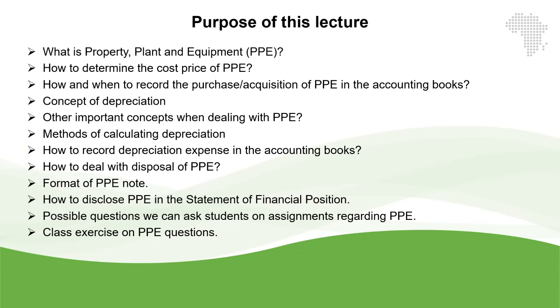When we speak of disposal, we are talking about a point where we see that the asset is of no use to the entity anymore and we are trying to get rid of it. So that's why we talk about disposal. It's a sale of that non-current asset, which is our property, plant and equipment. I will also show you the format of the property, plant and equipment note. And I will also show you how to disclose the property, plant and equipment in the statement of financial position.